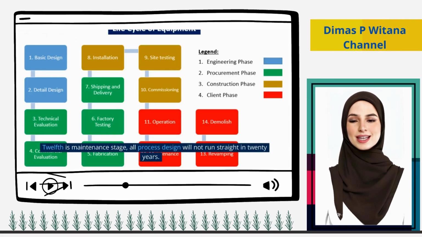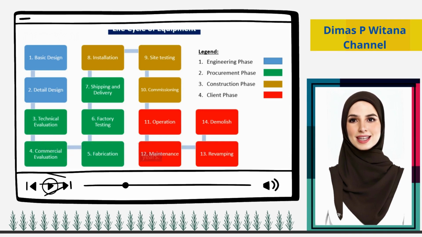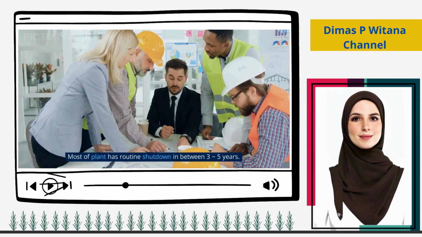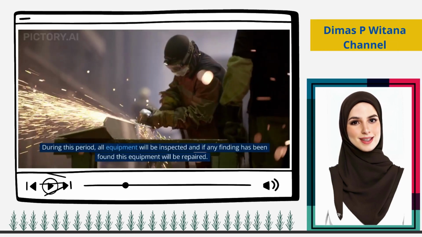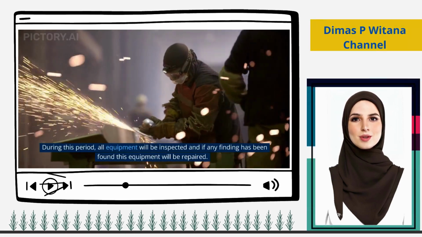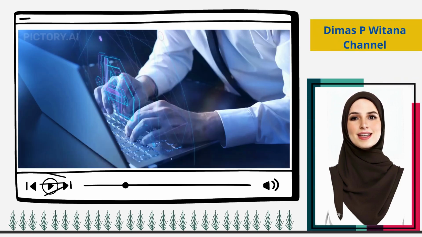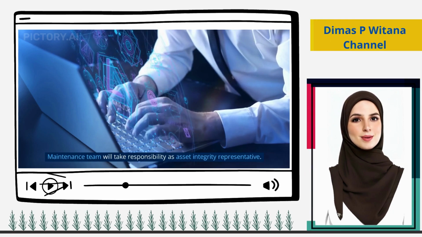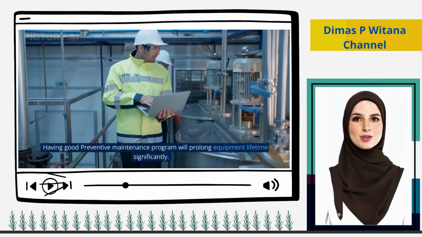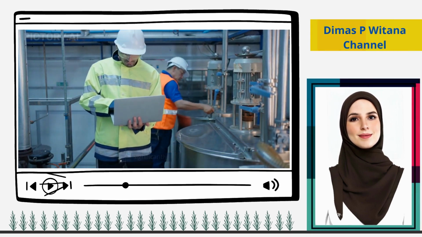Twelfth is the maintenance stage. A process plant will not run straight for 20 years. Most plants have a routine shutdown every 3-5 years. During this period, all equipment will be inspected and if any finding is found, the equipment will be repaired. The maintenance team takes responsibility as asset integrity representative. Having a good preventive maintenance program will prolong equipment lifetime significantly.